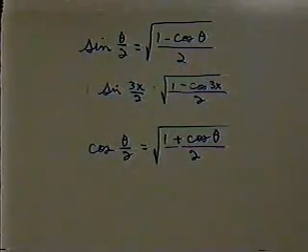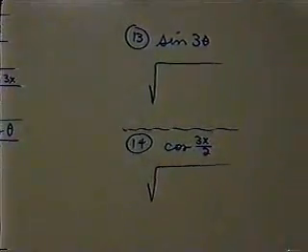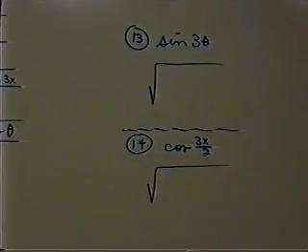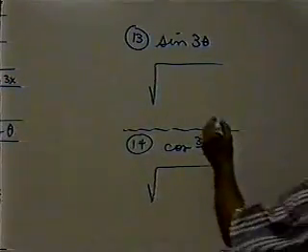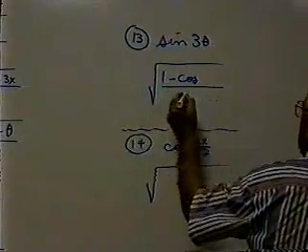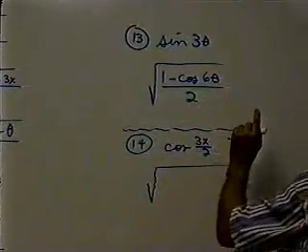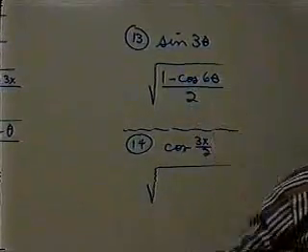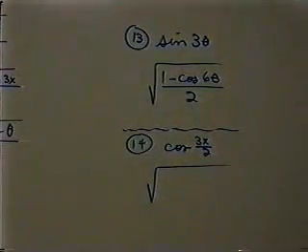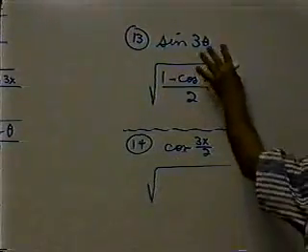And now let's look at some examples. So looking at 13 and 14, what we have is the sine of 3 theta. Well, sine is what? Sine is the square root of 1 minus the cosine over 2. Cosine of what? 6 theta. That is half of whatever's inside the square root. You see, if you get the concept down the way it's supposed to go, then you can double check your work.